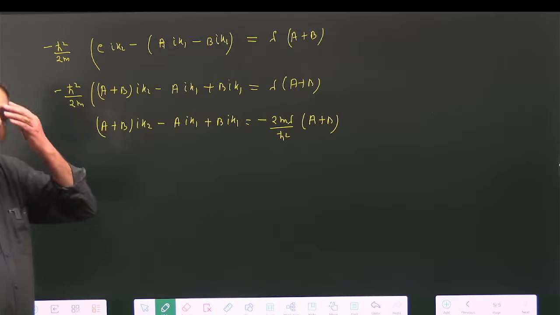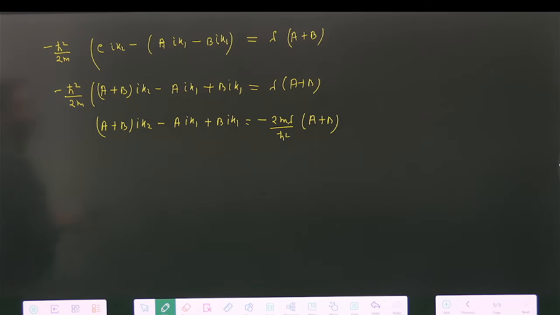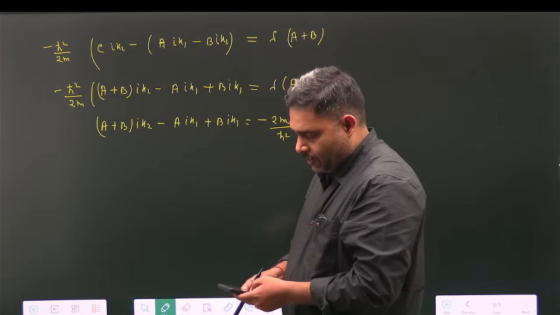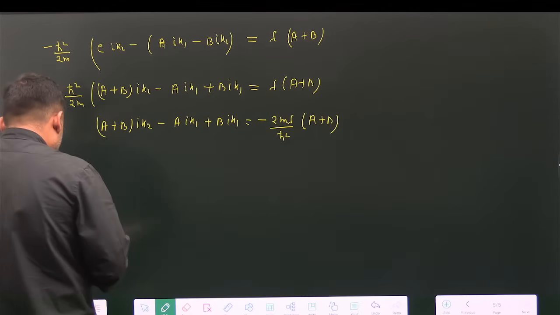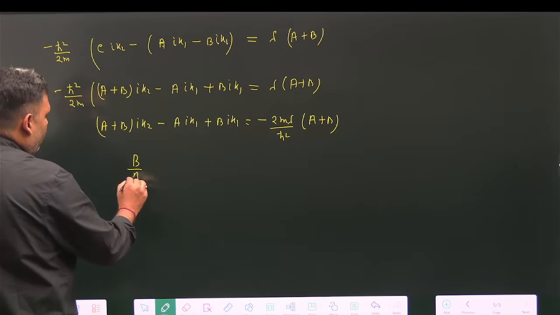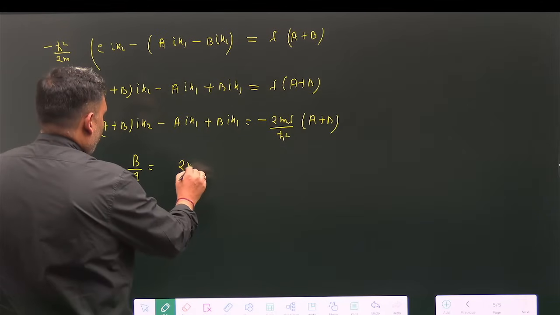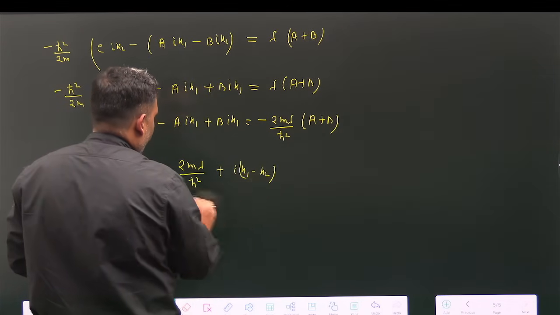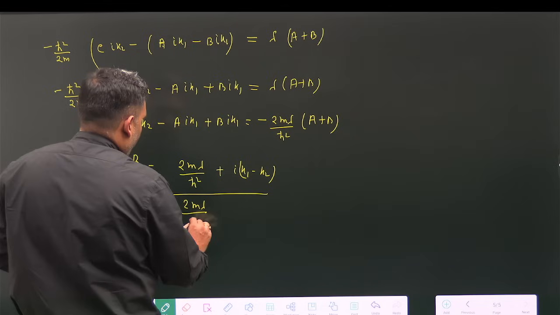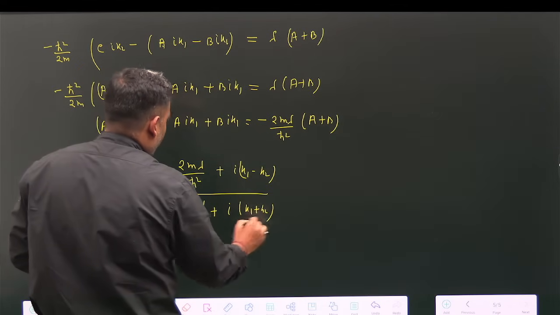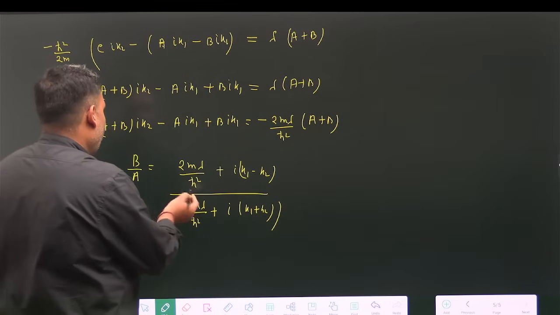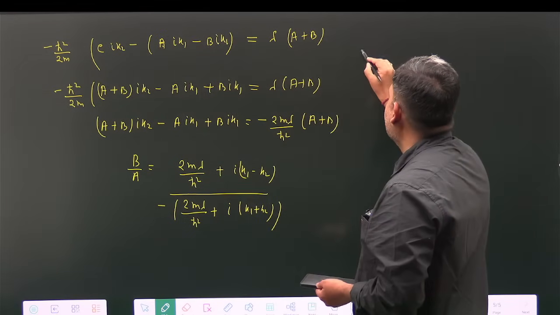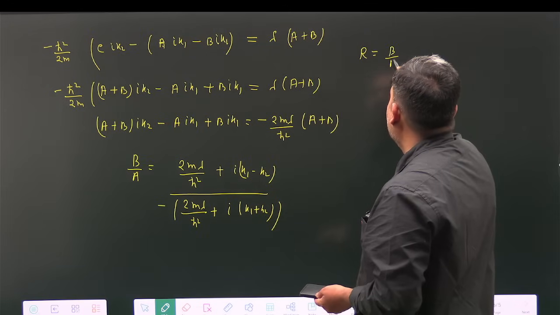So what we will do, from here we will collect the coefficient of A and then the coefficient of B, and we can easily find the relationship between A and B. I have just calculated this myself, so you can easily find all these conditions. So when you find this, then B by A can be there, and this is your 2mλ upon ħ² plus i(k₁ minus k₂), and here you have 2mλ upon ħ² plus i(k₁ plus k₂), and a negative sign is also there, but that will not make any significant difference because we have to take the mod square. So ultimately we have to find the reflection coefficient, and this reflection coefficient is |B by A| mod square.